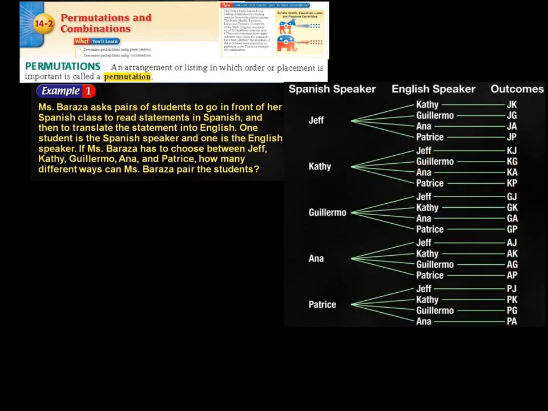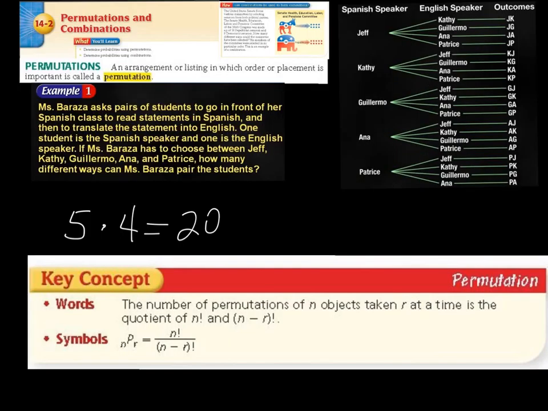It's going to be faster to realize that if we choose one of the 5 first, it's not going to be the same speaker again, so there are 4 left to be the English speaker. So 5 times 4 is 20 choices. So in this situation, we took 5 students and chose them 2 at a time.